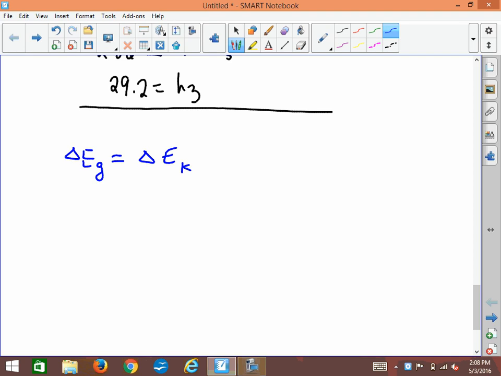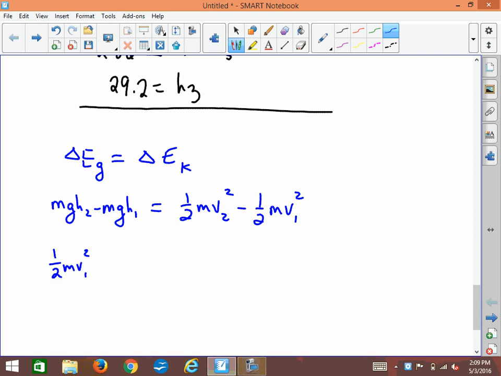which is what we said, right? If one goes up, the other goes down. But the problem with this is when you write it down, you would get MGH2 minus MGH1, right? That's EG2 minus EG1. And I said 1 and I wrote 2, so I'll fix that. And on the other side, you would get 1/2 MV2 squared minus 1/2 MV1 squared. If you put the 1's together and the 2's together, if you bring that 1 over here, you'd get 1/2 MV1 squared minus MGH1 equals 1/2 MV2 squared minus MGH2, which looks almost like our equation, except these are minuses instead of pluses.